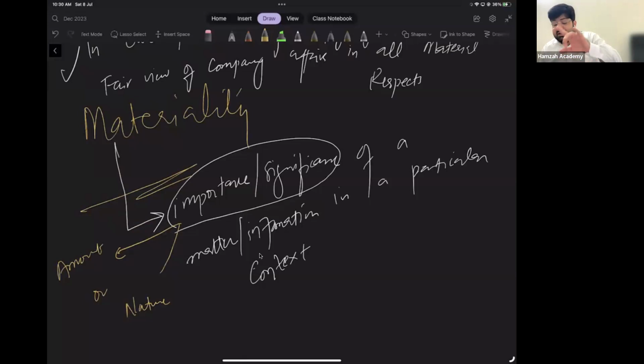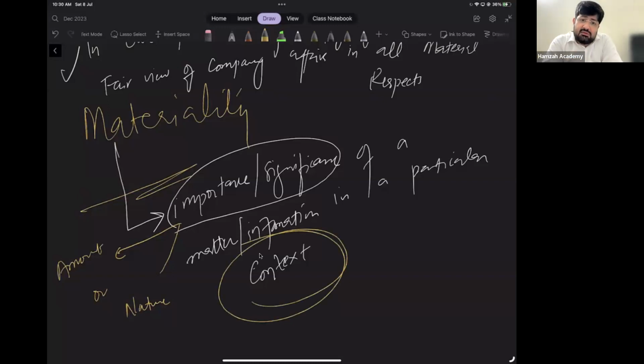So materiality, importance, is always context. Context is important. A person who is earning 10,000 rupees a month, 1,000 rupees is very important for that person. For another, that may not be. Similar is the case with the companies.